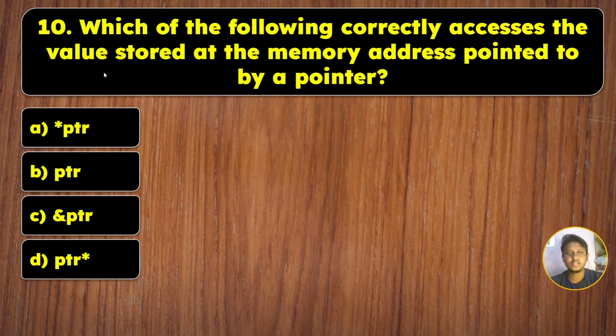Let's jump to our next question. Which of the following correctly accesses the value stored at the memory address pointed to by a pointer? So we have our four options. Option A says star ptr. Option B is ptr. Option C is ampersand ptr. And option D is ptr star. So what is it talking about? It is talking about how to access the value stored at the memory address pointed to. So it is talking about accessing a value which is present in some memory address. So in order to do that, we have to use this star ptr syntax. So here the correct answer will be option A.